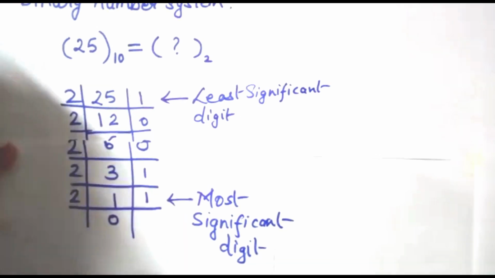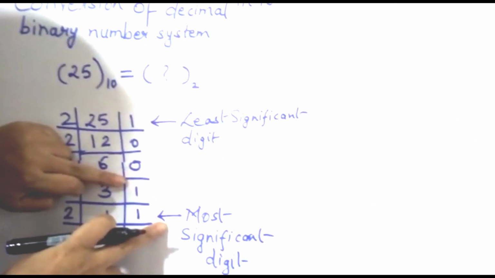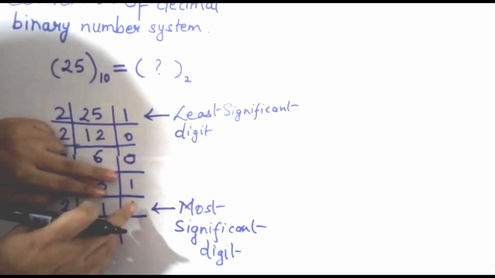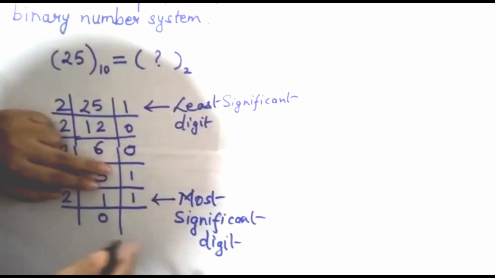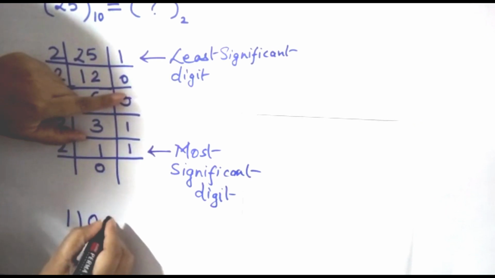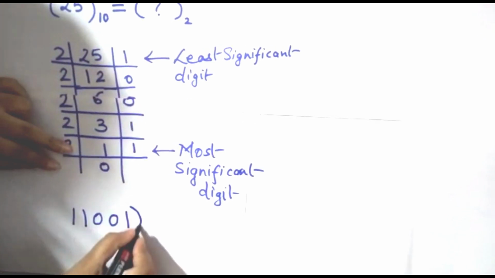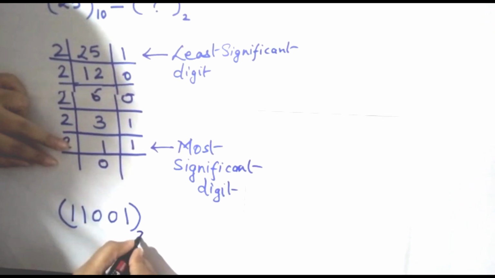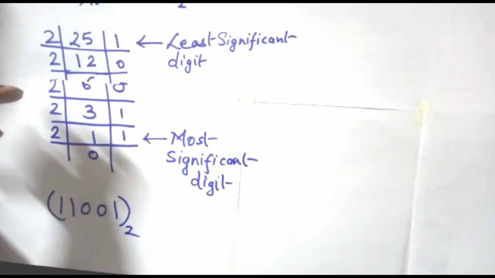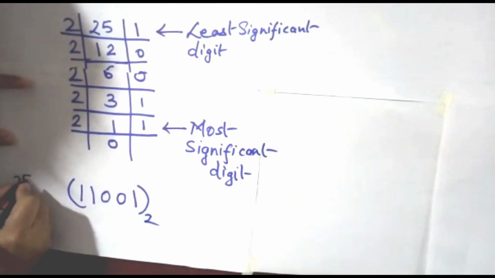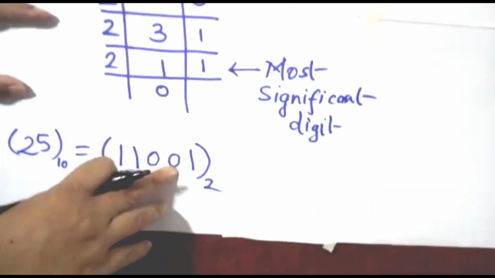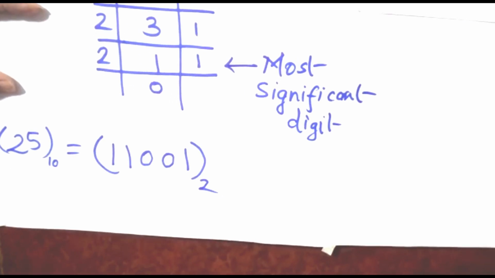So how we'll write the answer there? Start from the most significant digit to the least significant digit. Pick the digits and write it. So 1, 1, 0, 0, 1, and its base is 2 since this is in the binary form. So this is the binary equivalent of 25. So 25 in decimal will be equivalent to 11001 in the binary form.